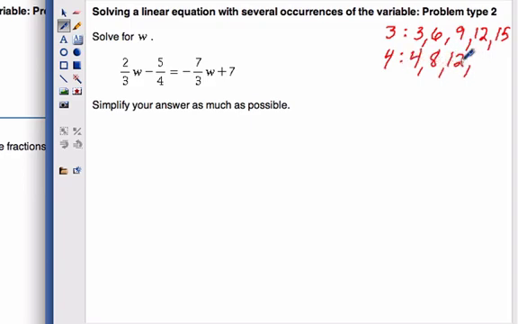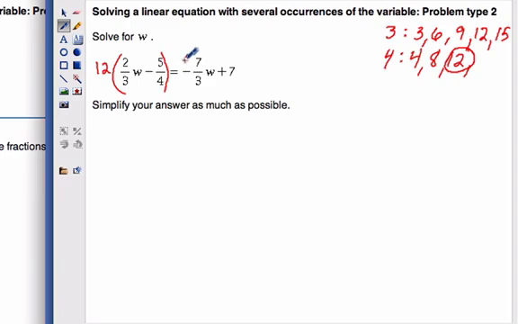Then I just stop once I get to a number that I can divide by the other number I'm looking for. So in this case, I can divide 12 by 3, and I know it's a multiple of 4. So 12 is going to be my lowest common denominator. So what I'm going to do is multiply both sides of the equation by 12.